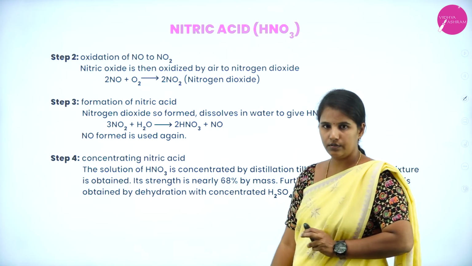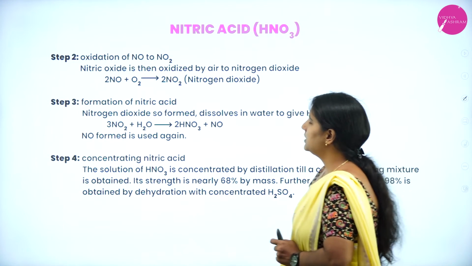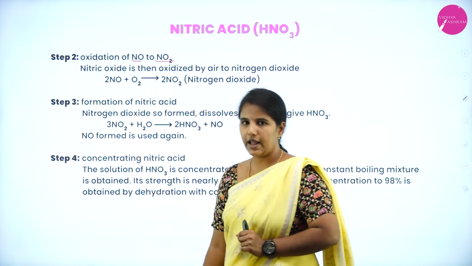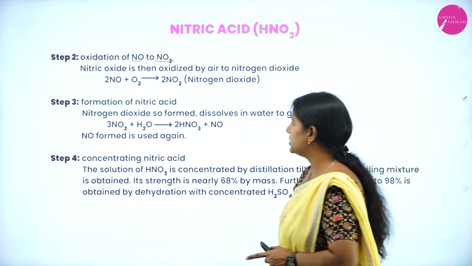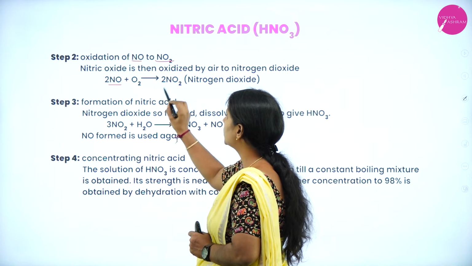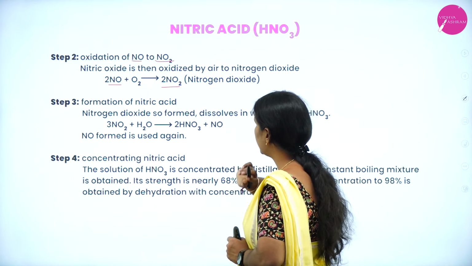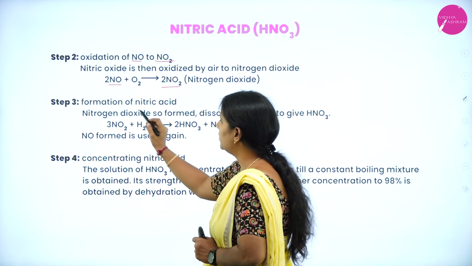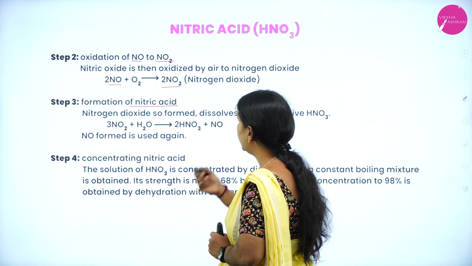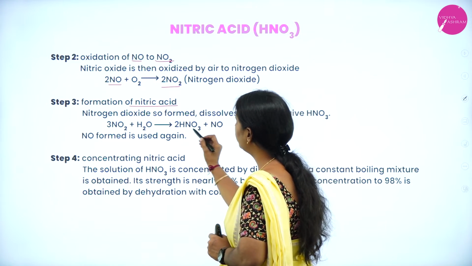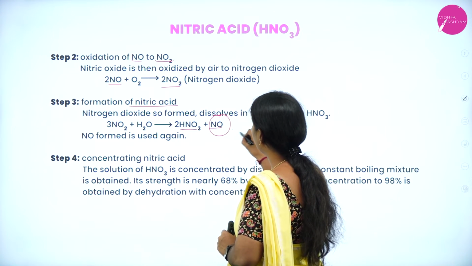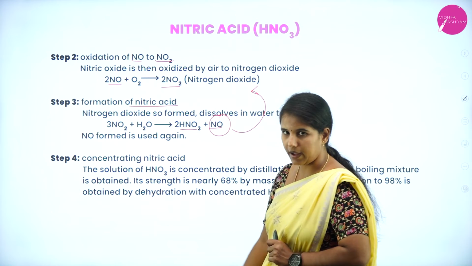We have another 3 steps. The second step is oxidation of nitric oxide into nitrogen dioxide. Again, this will be done in presence of oxygen. We will continue with the nitric oxide. Again, it will react with oxygen to form nitrogen dioxide. In the third step, formation of nitric acid: once nitrogen dioxide is formed, it is dissolved in water to form nitric acid, and nitric oxide will again be recycled back.